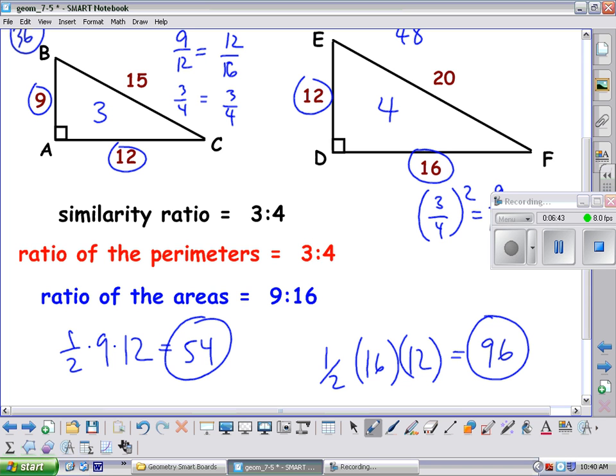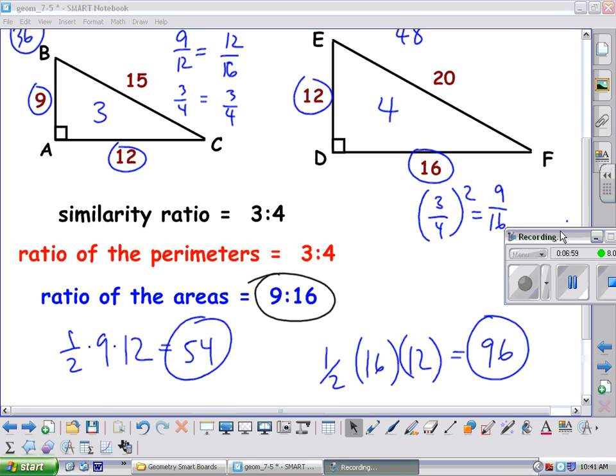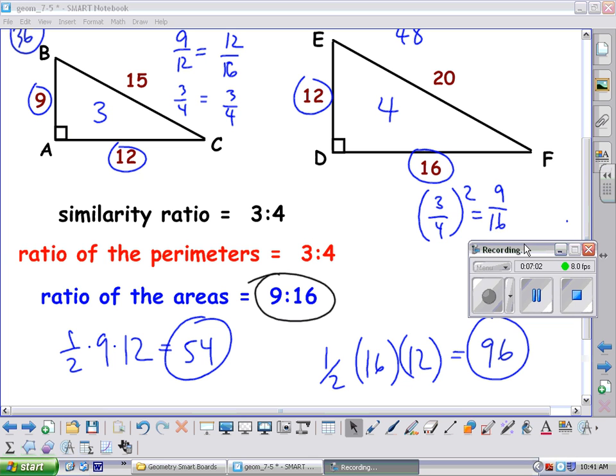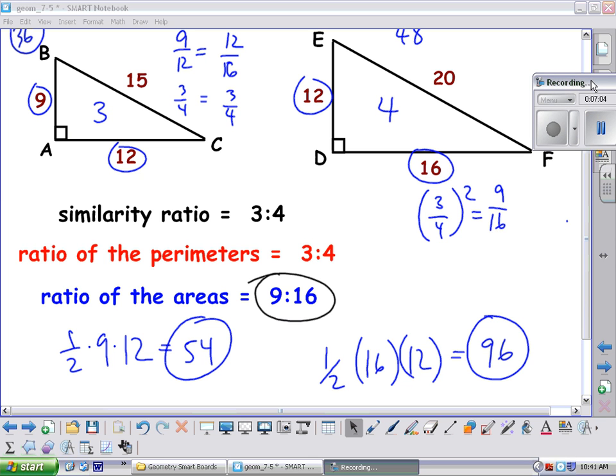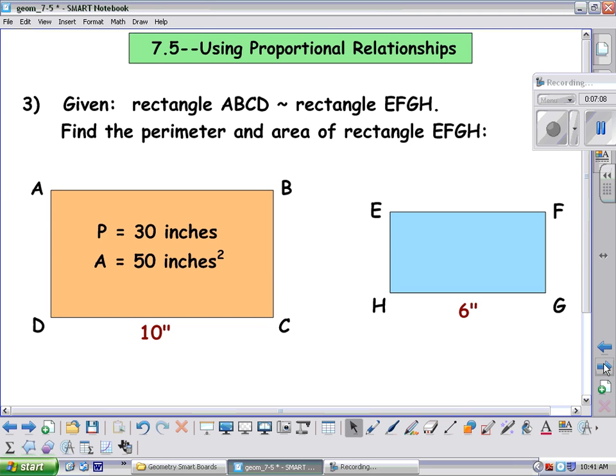54 to 96 simplifies to 9 over 16. You can check that out. You can do a math fraction button. You can simplify. 6 goes into 54 9 times. 6 goes into 96 16 times. It does work. Okay. So we're going to use this idea for areas, and there are lots of ways we can use this.